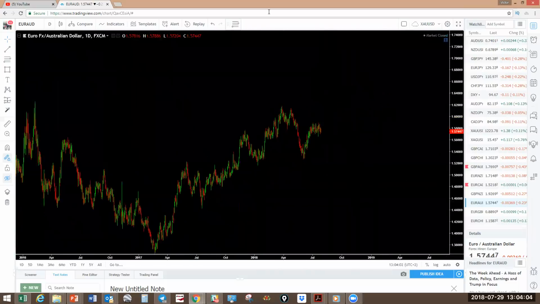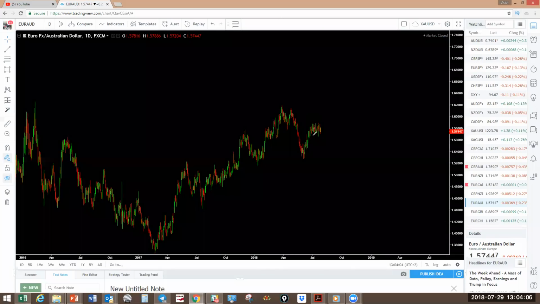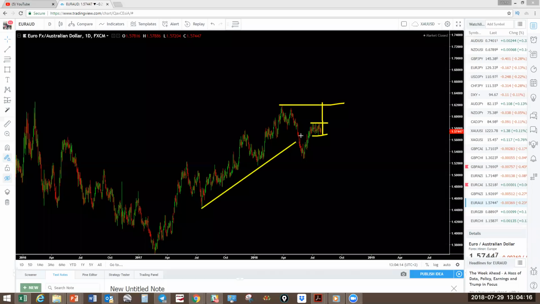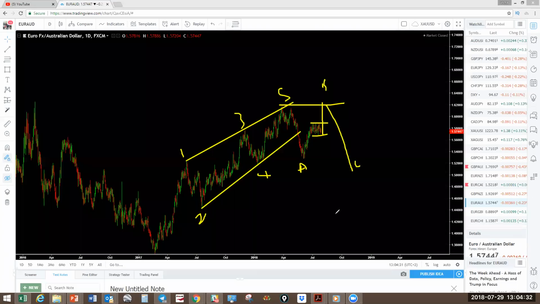Now what you have here is a continuation pattern, and this continuation pattern is telling us that this is going to retest the top. So the question is when. And that is where timing comes in, and that is what we do in our group. So here you can see that you had a 1, 2, 3, 4, 5, and then an A, and we're looking at this as a B, and then we're looking to come down like that.